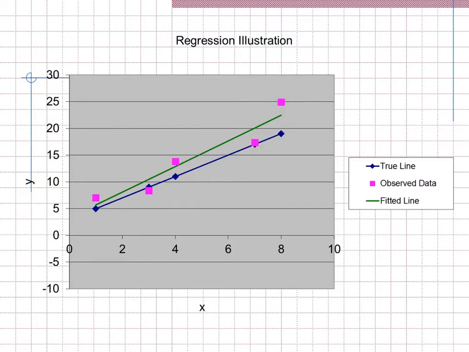So the point is that in each of these cases, if we applied our formulas for beta 0 and beta 1, we would get the values implied by the different green lines. And although the underlying relationship is the same as given by the true line, our estimated relationship is going to be different because of those residuals.